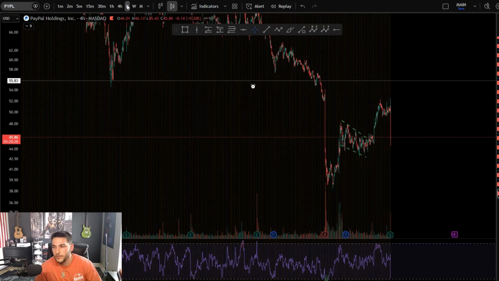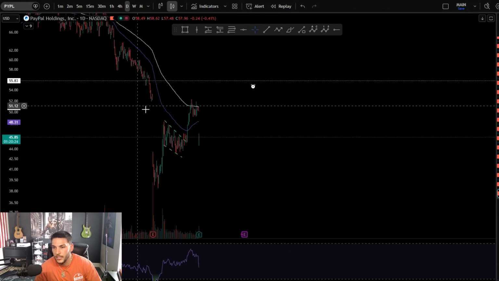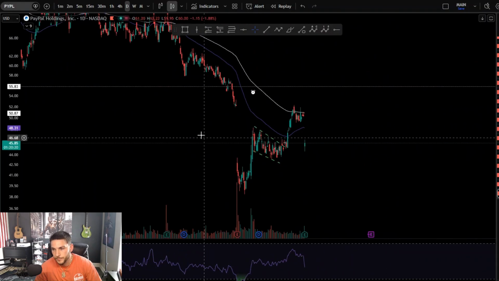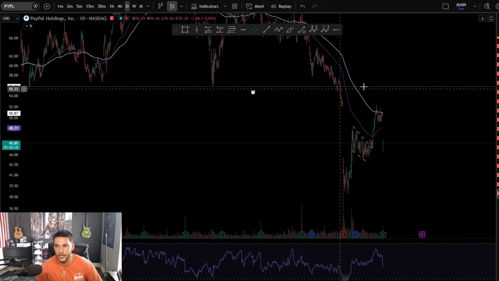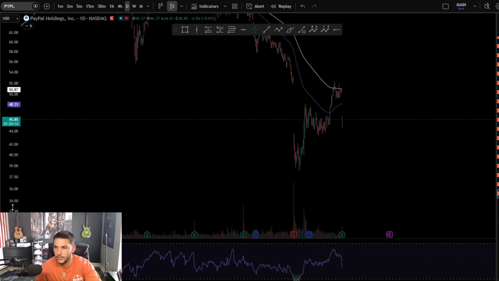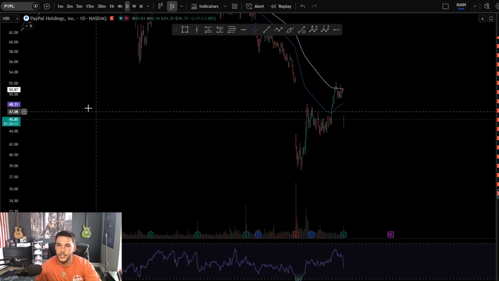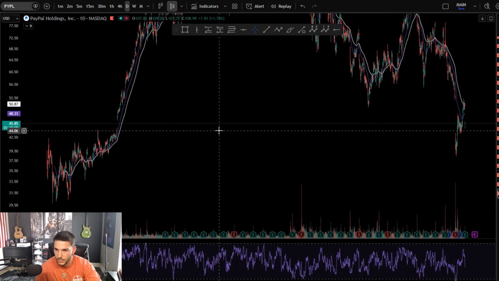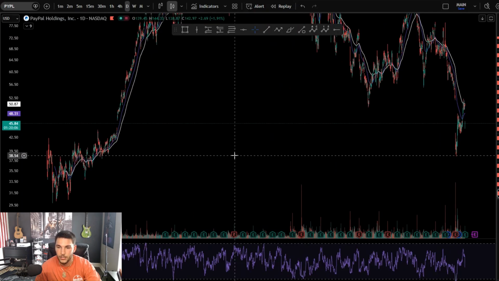So this is an example. For swing trading, I like to use daily time frames. You can kind of see it better. So you can see that even without all this on there, this gap down on PayPal, this is the example we're going to use today. So this gap down on PayPal was huge.